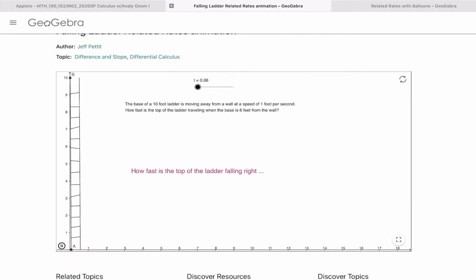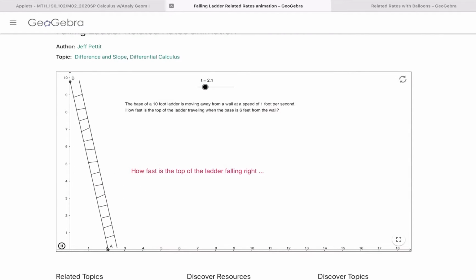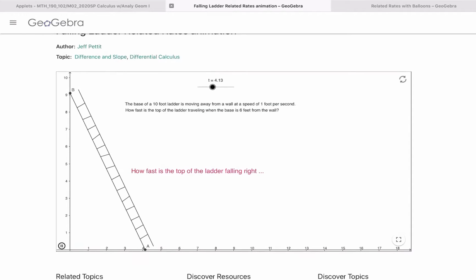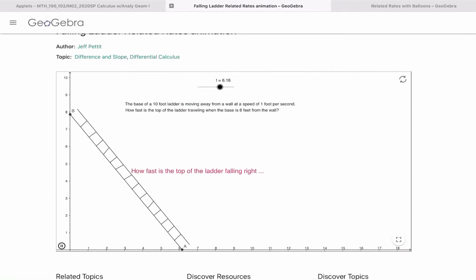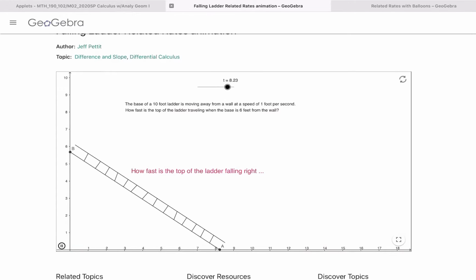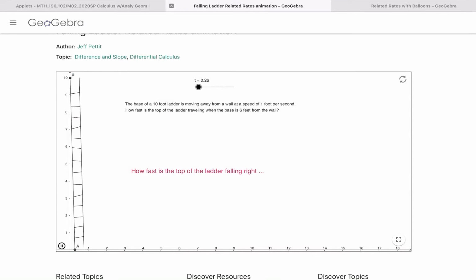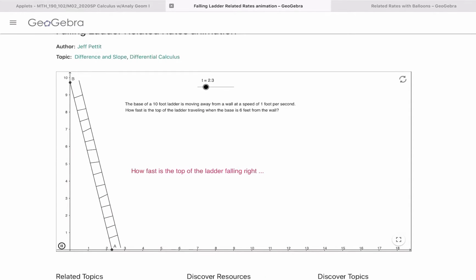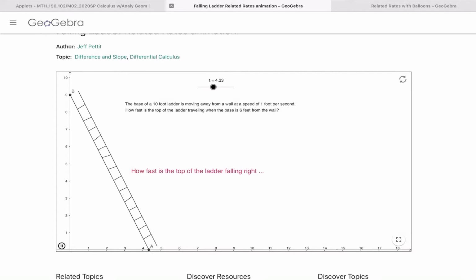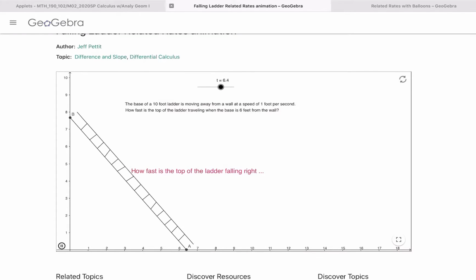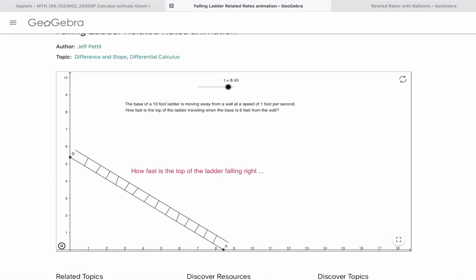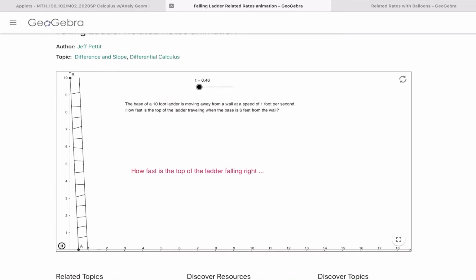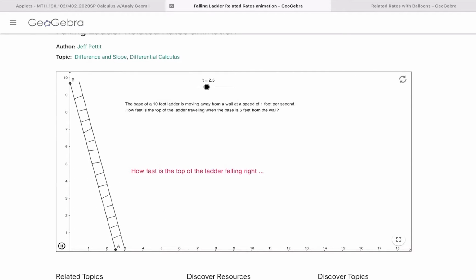And the question is how fast is the top moving down, which is what we're looking for, at a particular instant. Here it's when the base is 6 feet away. In our problem, it's when the base is 5 feet away. So first of all, just focus on the A at the bottom of the screen. If you only focus on that point A, you can see that it is moving from left to right at a constant speed.